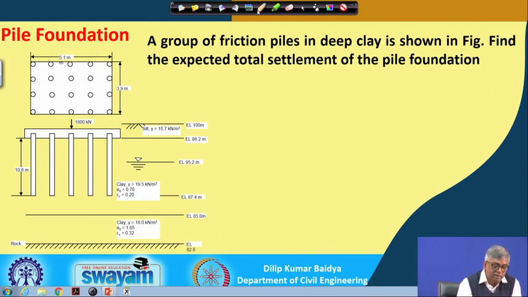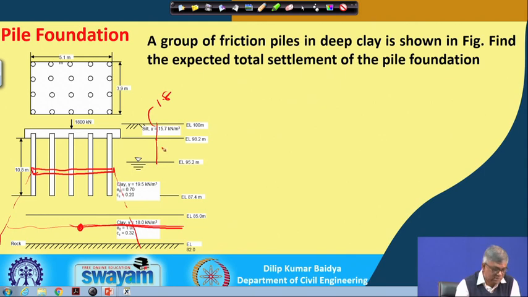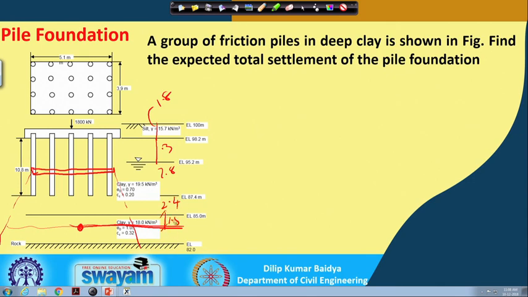For the second part, again the same, I will do an equivalent raft here, and I will do this one. So, I have to find out at the middle of this layer. So, this is actually 1.8 and this is 7, I think, this is 3, this is 7.8 and this is 2.4 and this is actually 1.5.